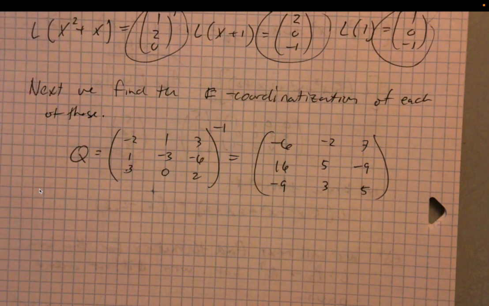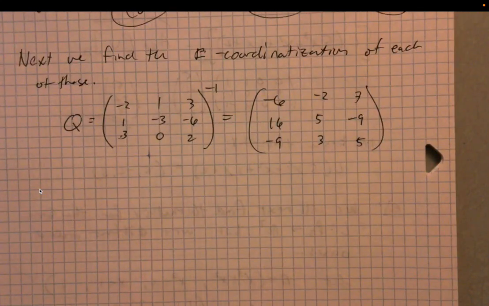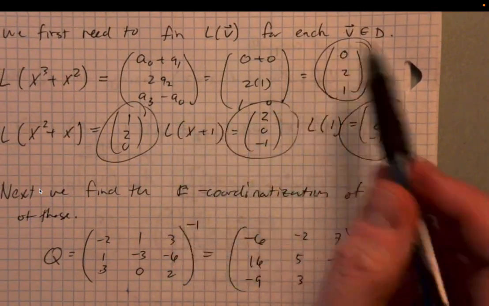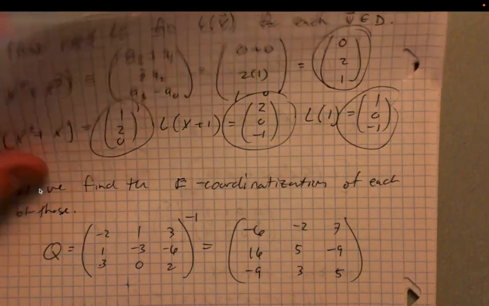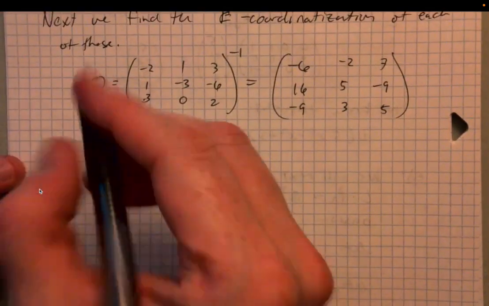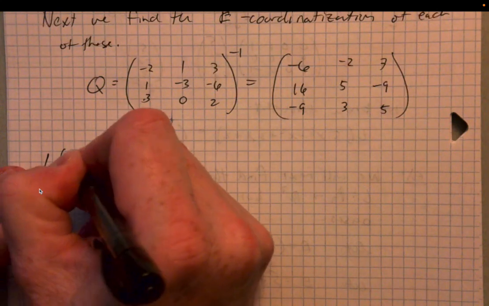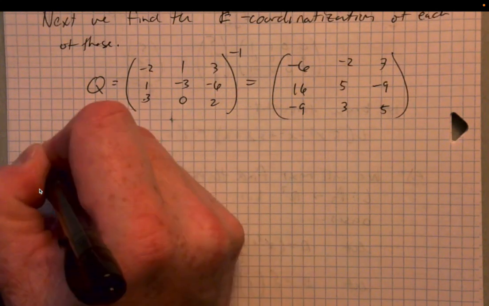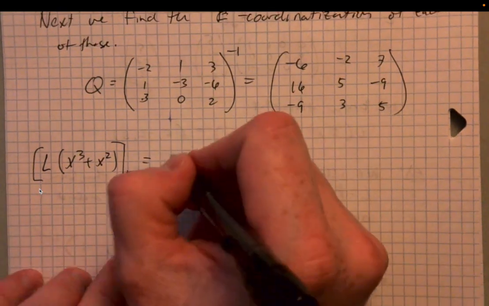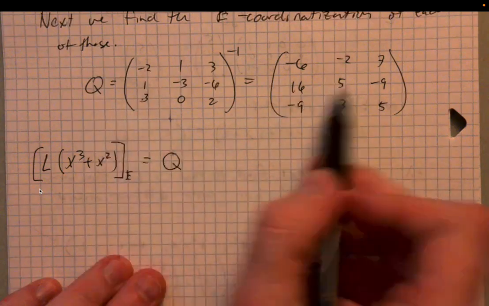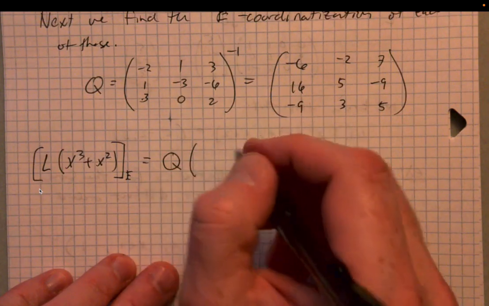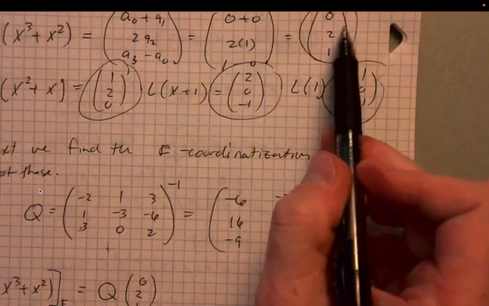So then, multiplying Q by each of the images that we got up here, each of these are the images. If we multiply Q by those images, we get the coordinatization that we're after. Okay, so let me do this slowly for the first one. If I take L of x cubed plus x squared, what I'm interested in is the E coordinatization of that, which is going to be equal to Q, this inverse of the transition matrix, times that 0, 2, 1 that we got up here.